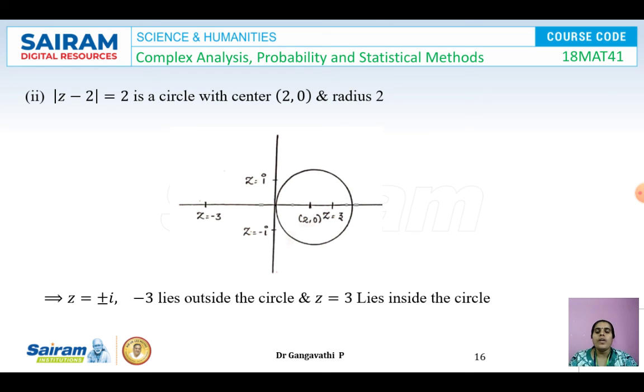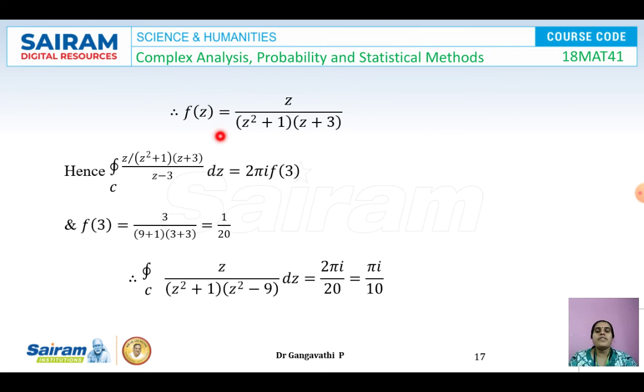So therefore, we have to apply the Cauchy's integral formula. f of z by z square plus 1 into z plus 3. So we have z by z square plus 1 into z plus 3 because these terms are not lying inside. So everything has been taken to the numerator and only z minus 3 lies inside, that we are keeping in the denominator. The remaining terms which were there in the denominator have been considered along with f of z. So here by the formula we have 2 pi i into f of a.